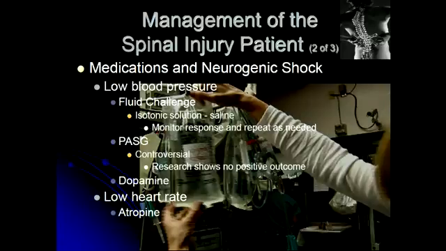The other important thing is to remember that anybody who is hypotensive from trauma, most of the time it's from blood loss. So the diagnosis of shock from the spinal cord should be a diagnosis of exclusion. You need to make sure that there's no bleeding going on inside the torso or the extremities before you assume the hypotension is coming from the spine.